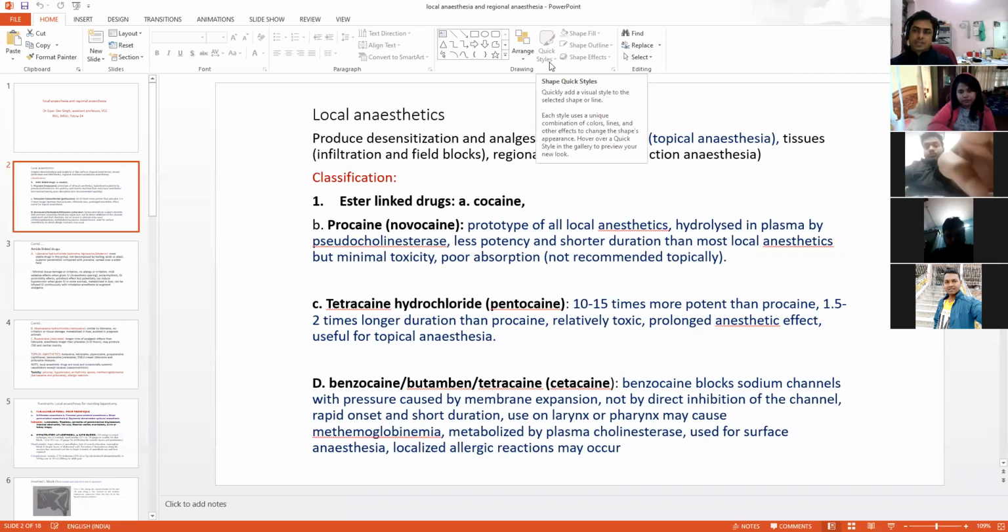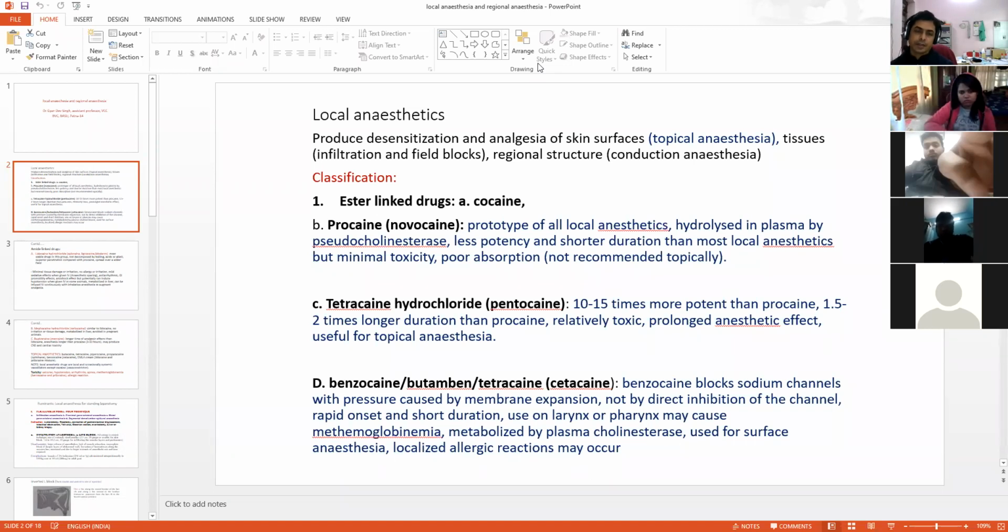First of all, I will discuss a little bit about the classification of local anesthetics. Basically, local anesthetics are classified on the basis of their structure activity relationship. These are classified into two groups, the ester linked group and the amide linked group. I am not going to discuss all these drugs in detail; you already have an idea about them, as you have read in pharmacology.